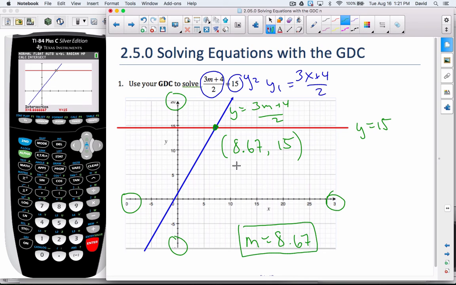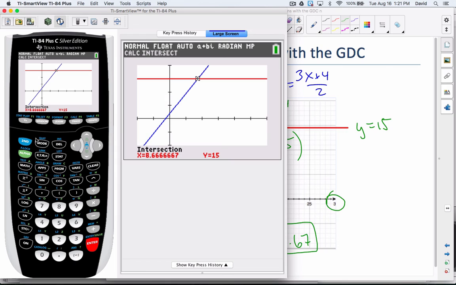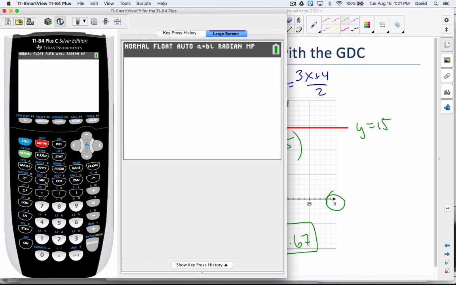At this point, you should... Oh, I'll go back to... Before I tell you this, to get out of the screen, I just go second quit. And then I'm back to my regular screen that I can do arithmetic with.